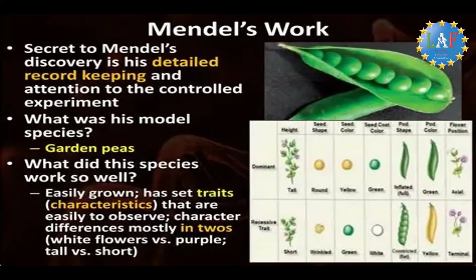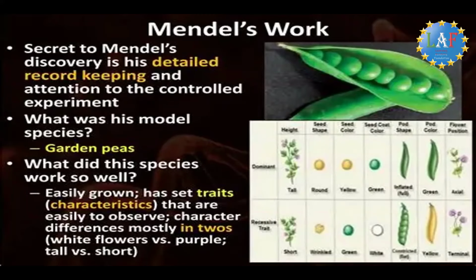Key to Mendel's discovery is his detailed record keeping and attention to controlled experiments. What was his model species? Garden peas. Why did the species work so well? Why did he choose garden peas for his experiments? Because they grow easily and have set traits, characteristics, which can be height, seed shape, seed color, seed coat color, pod shape, pod color, or flower position. Okay, and they are easy to observe.